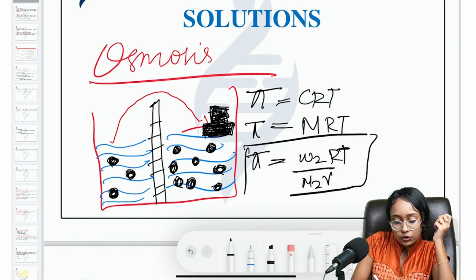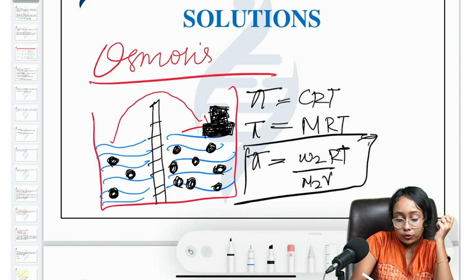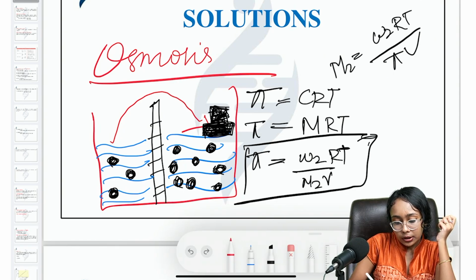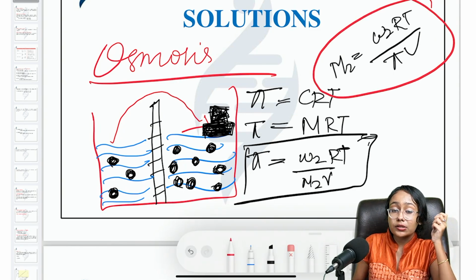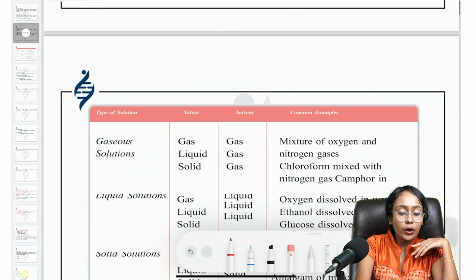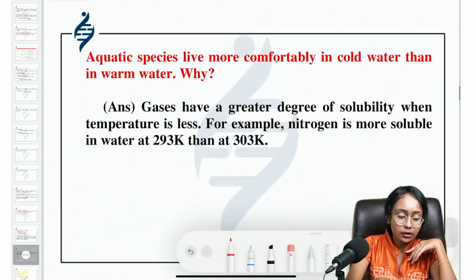This is the equation to find molar mass. M2 means, just rearrange it. We'll get W2 RT divided by pi V. This is the equation to find the molar mass of a solute by using the osmotic method, osmosis. Hope it's clear. And now we are going to the problem section of this particular chapter.